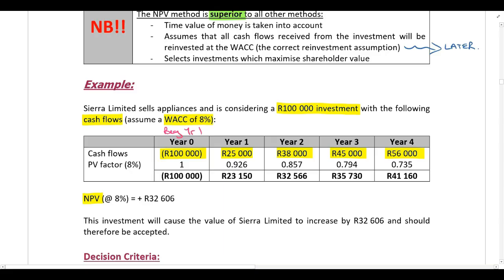So one way you can perform this calculation is using the cash flow function on your calculator. So please remember, if you use your calculator, you must show your calculator steps. So you are going to input all of these as cash flows. 100,000 Rand negative, cash flow. 25,000 positive, cash flow. 38,000 positive, cash flow. 45,000 positive, cash flow. 56,000 positive, cash flow. Make I 8% and work out your net present value.